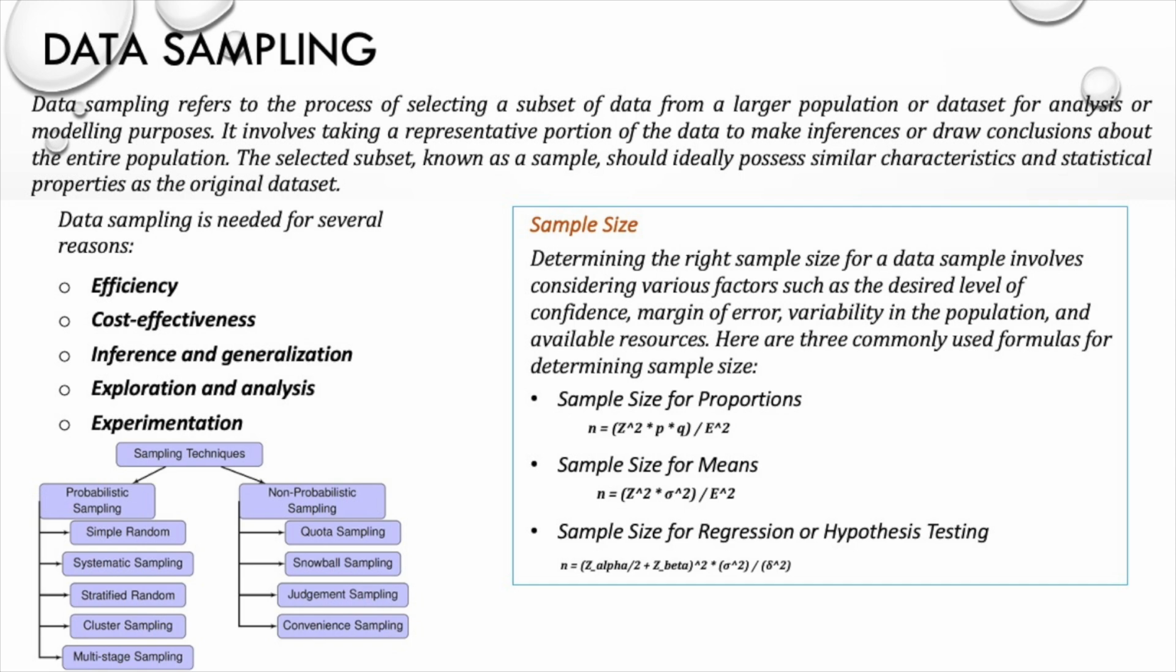It is important to note that proper sampling techniques should be used to ensure the sample is representative and unbiased, minimizing the risk of introducing errors or drawing incorrect conclusions. Statistical methods such as random sampling, stratified sampling, or cluster sampling are commonly employed to achieve reliable and accurate results.